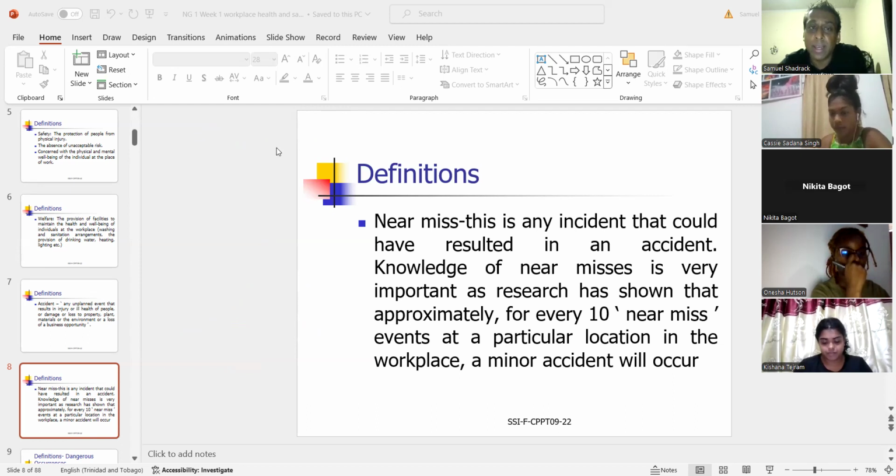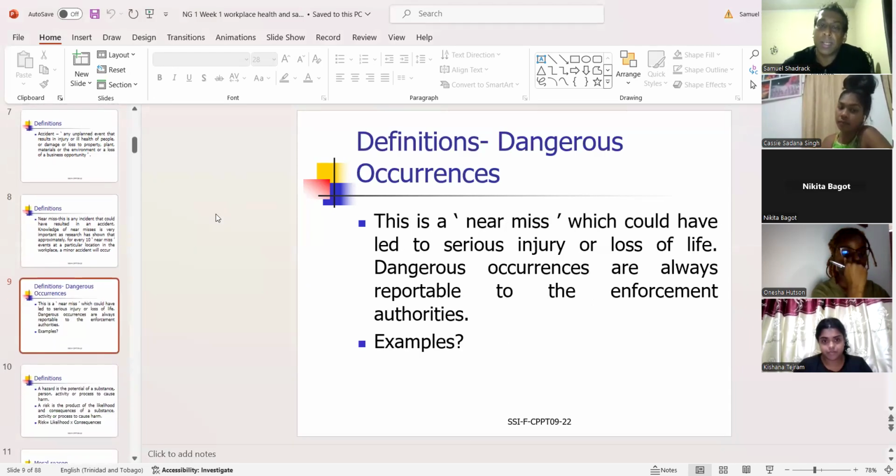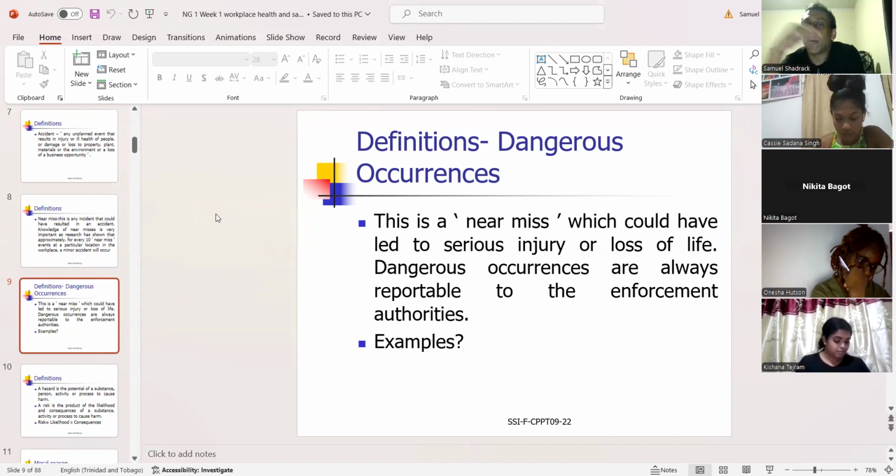All right, the next one here is something called a dangerous occurrence. A dangerous occurrence is an event. Let's take the time to try to understand that. If a dangerous occurrence is an event, did anybody get hurt in it? It's a yes or no question. No, because a dangerous occurrence is an event that could have led to serious injury or loss of life.